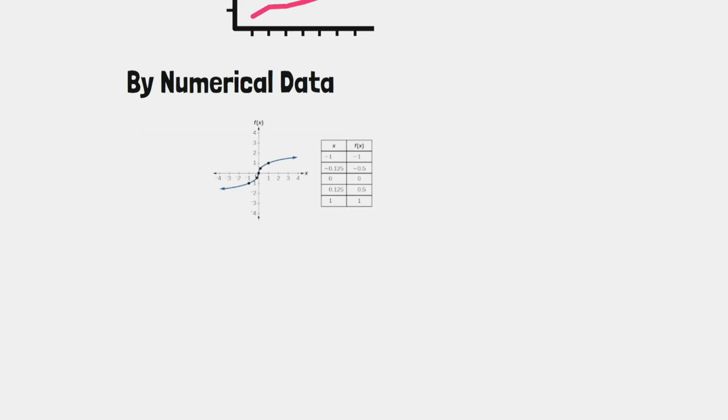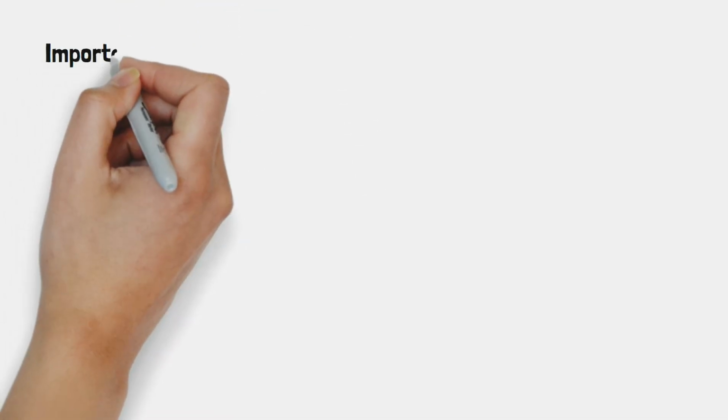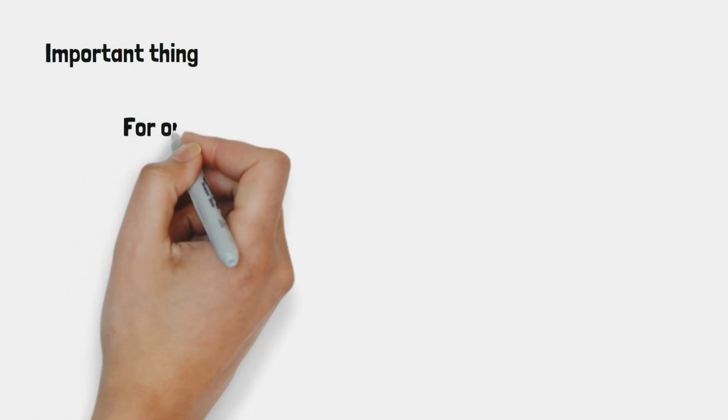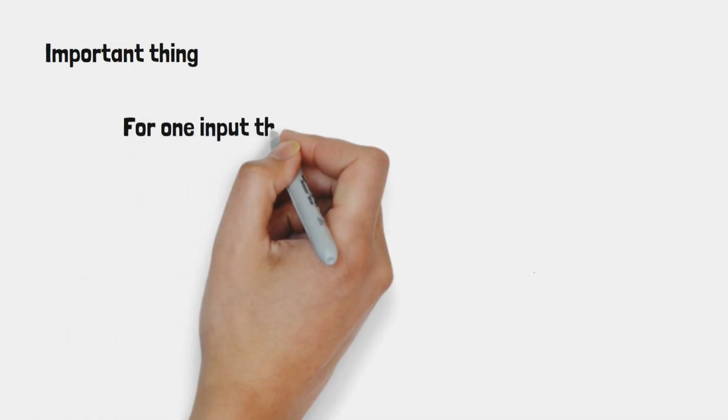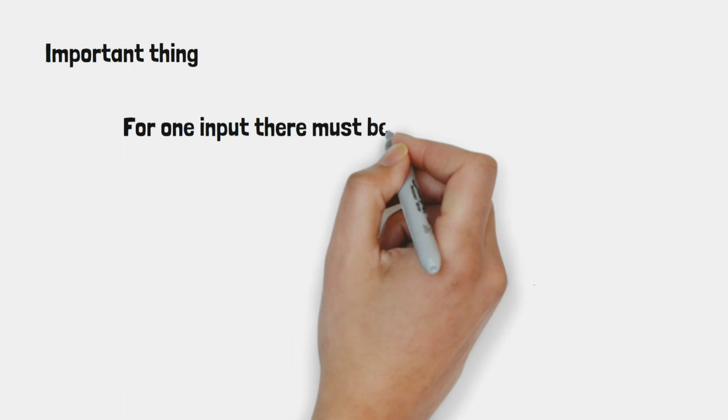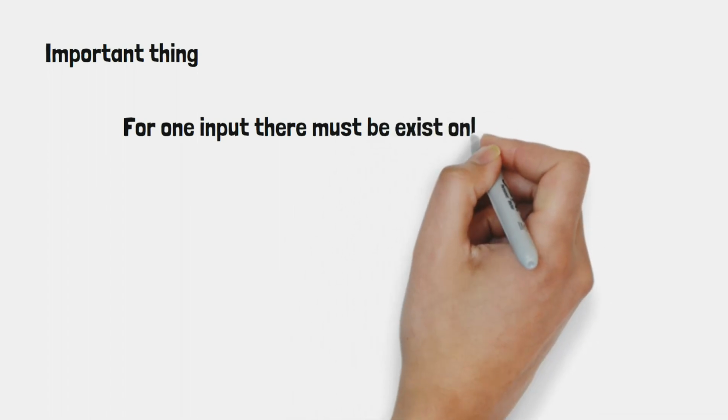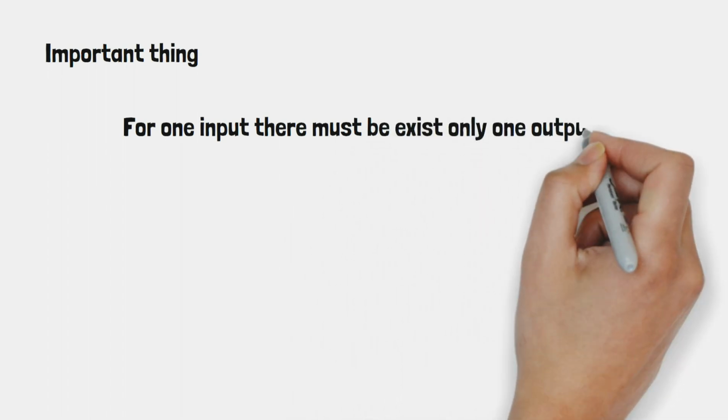Now let's move to the conclusion. The important thing in the topic of function is that a function is a type of relation in which for each input there must exist only one output. Otherwise it's not a function.